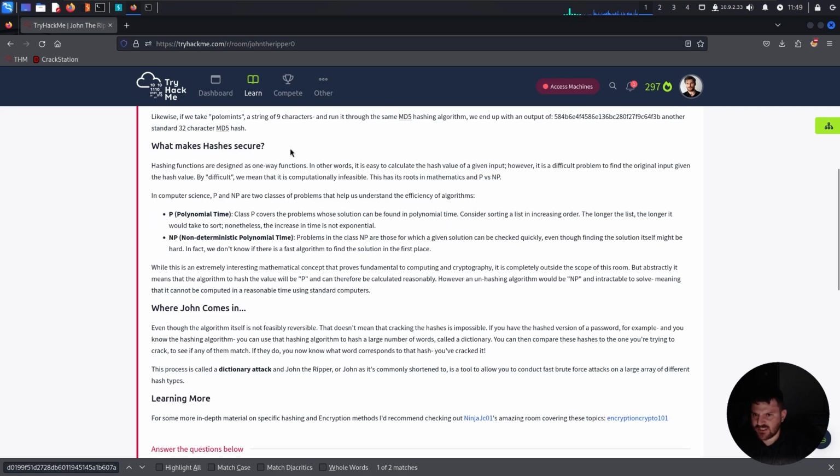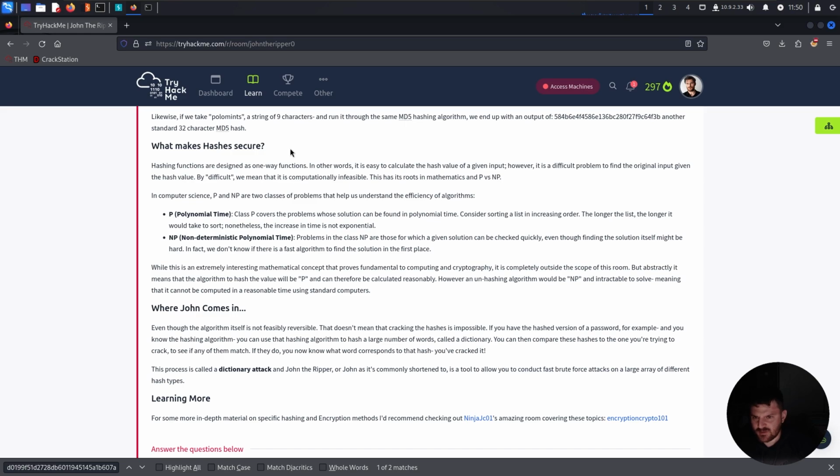What makes hashes secure? Hashing functions are designed as one-way functions. In other words, it is easy to calculate the hash value of a given input. However, it is a difficult problem to find the original input given the hash value. By difficult, we mean that it's computationally infeasible. This has its roots in mathematics and P versus NP.